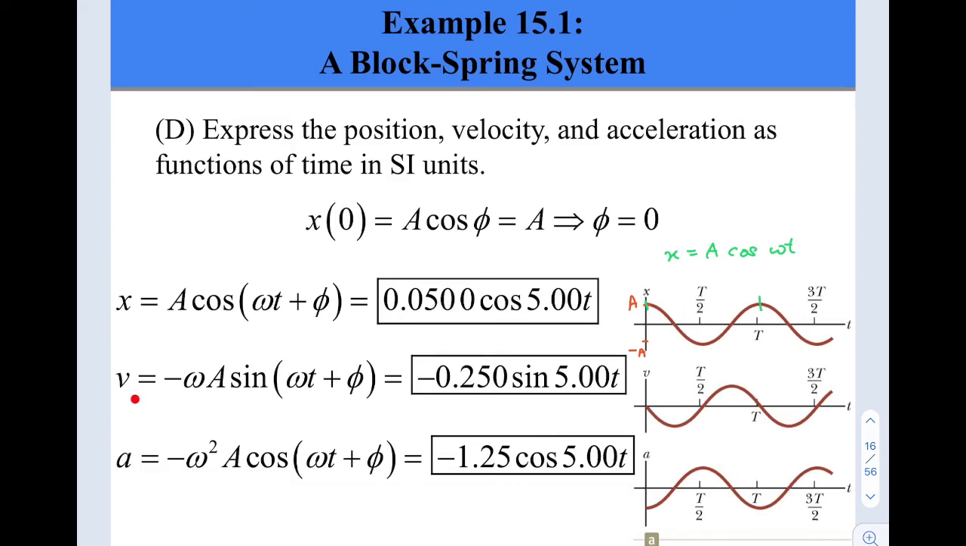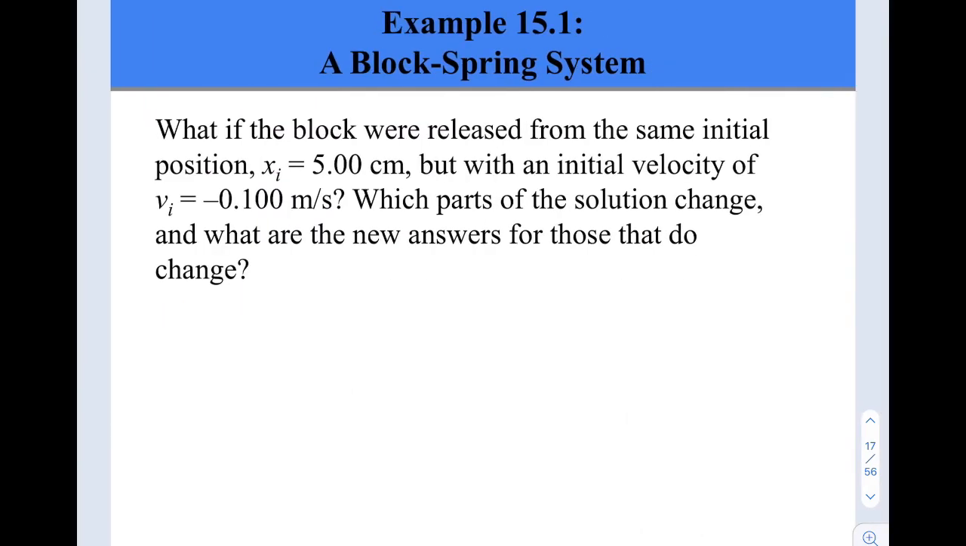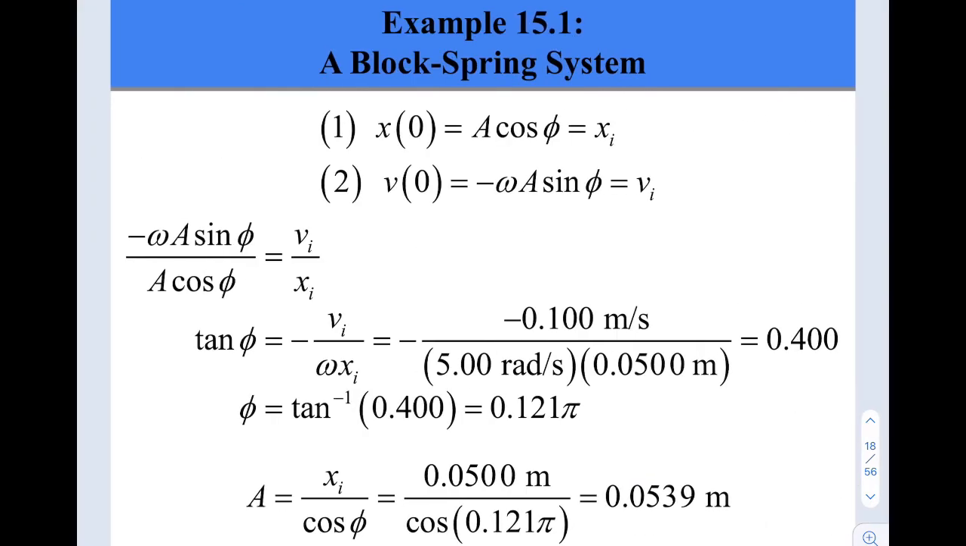So the same goes for the V. You just substitute the rest of the values and A as well. Right. So next one: what if the block were released from the same initial position but with an initial speed of this? Which part of the solution changes, and what are the new answers for those that do change?